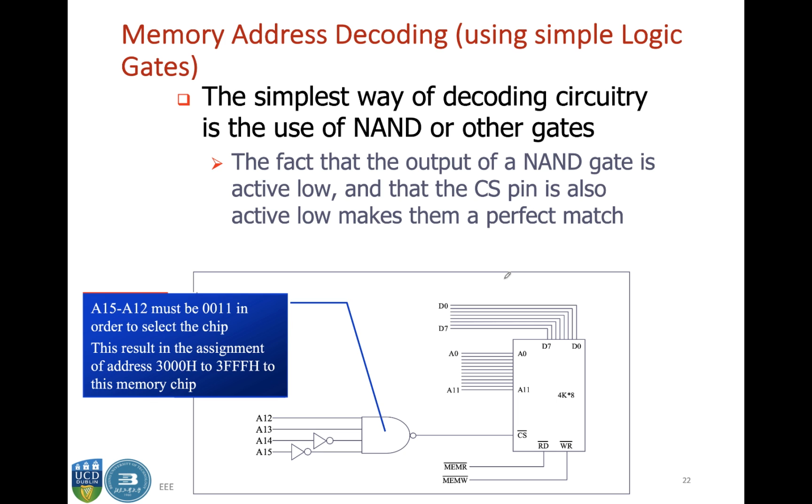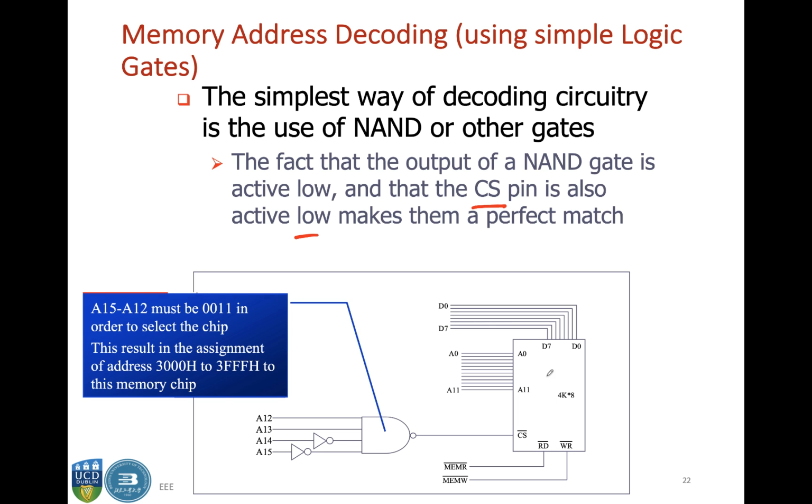So here is a simple example of memory address decoding. It's a simple logic gate arrangement. The simplest way of decoding circuitry is the use of these NAND gates, or other gates also. The output of the NAND gate is active low, and the CS pin is also active low. This makes a perfect match. So you can see how these interfacings are done.